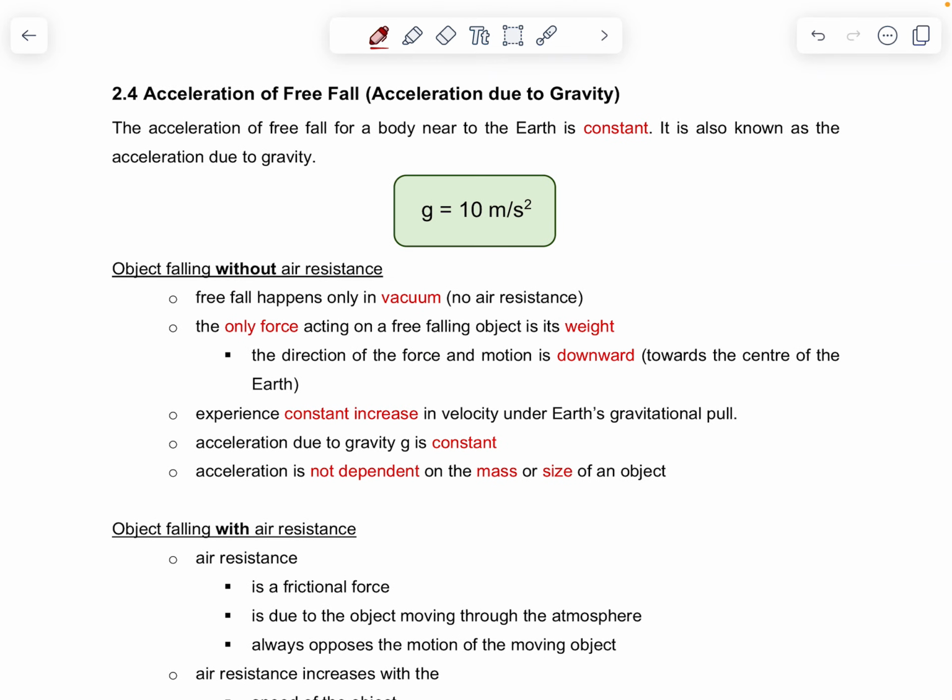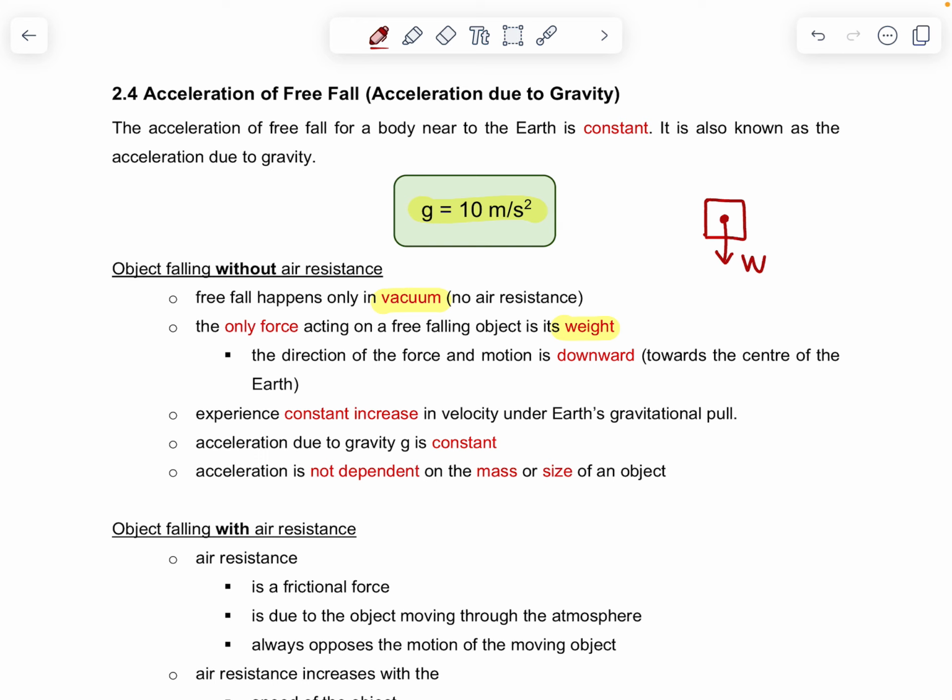Acceleration of free fall is actually due to gravity. The acceleration of free fall for a body next to Earth is constant and is given as 10 meters per second per second. So an object falls without air resistance only in a vacuum, because there's no air, there's nothing to resist the motion. The only force is its weight. So if I were to draw the free body diagram, at the center of gravity, the only force acting on it is its weight, and it's downwards towards the Earth.